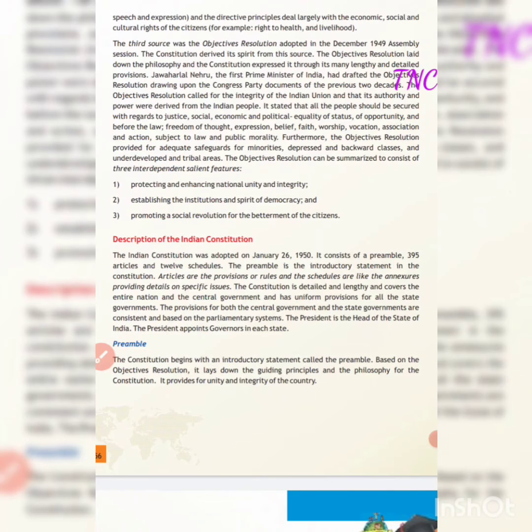Establishing institution and spirit of democracy. It stated that people have the authority, right? And democracy is something which ensures government of the people, or the authority of the people. So indirectly, the objectives resolution was establishing and strengthening the spirit of democracy in India.